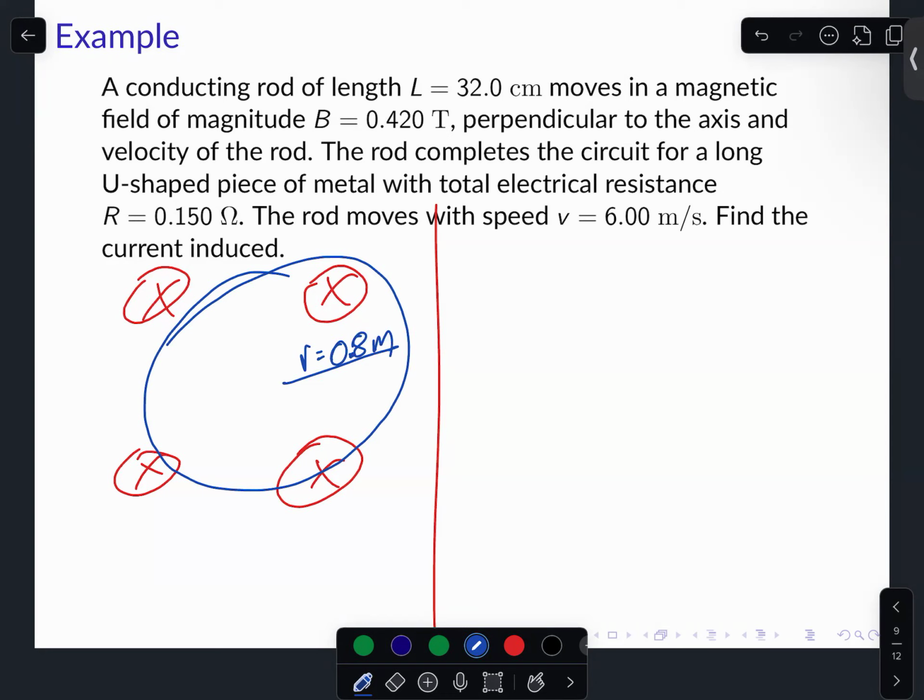The hula hoop is of wire. Plastic won't feel a current flowing through it. Oh, I've also got to give you the resistance. I'll use the resistance up here: R is 0.15 ohms. So the resistance of the loop is 0.15 ohms. The radius of the loop is 0.8 meters.